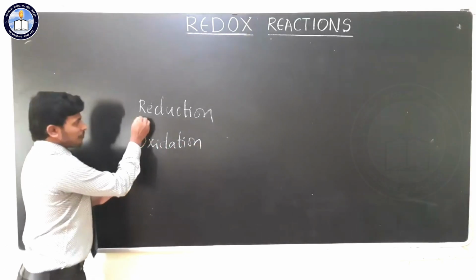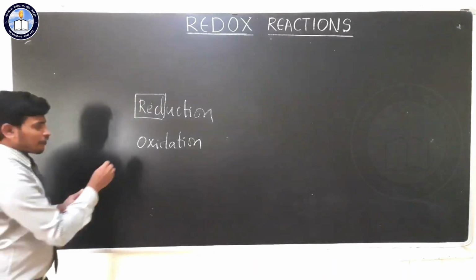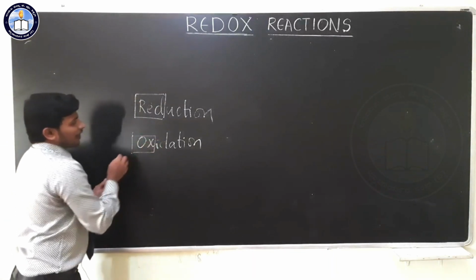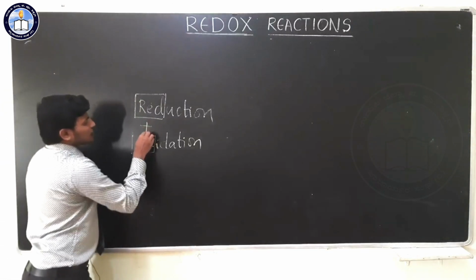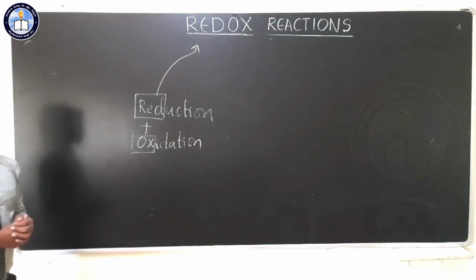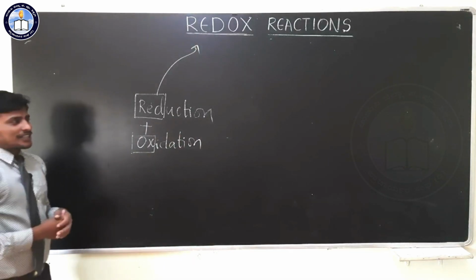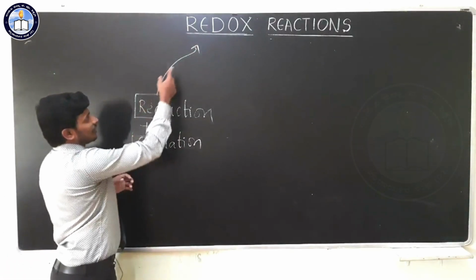From reduction I am going to take the red part, and from oxidation I have to take the ox part. Then when I combine these two, I end up with a reaction that is known as redox reaction. It is somewhat like mathematics. Addition of the things, we are getting the product.